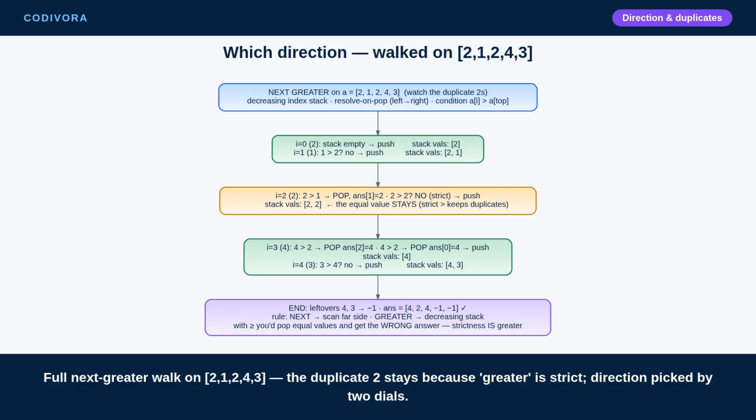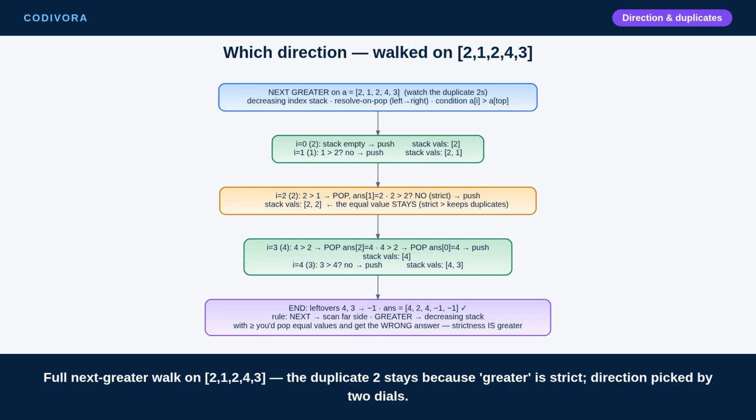Let's walk the real thing on the array 2, 1, 2, 4, 3, and watch the duplicate. We keep a decreasing stack of indices. The 2 goes on, then the 1. Now a second 2 arrives. It pops the 1. That's the 1's answer. But does it pop the first 2? No. Next greater means strictly greater, so equal values stay put. Then 4 sweeps in and pops both 2's. It's their answer, and the leftovers get -1. The answer is 4, 2, 4, -1, -1.